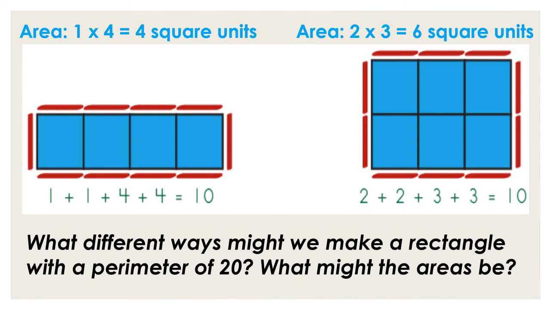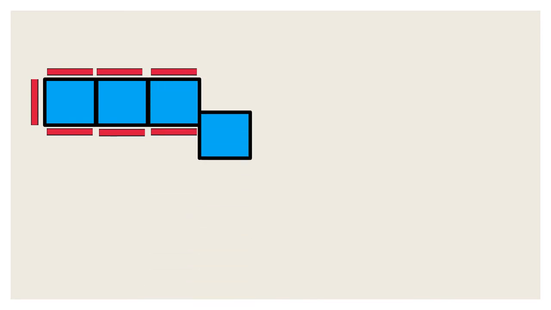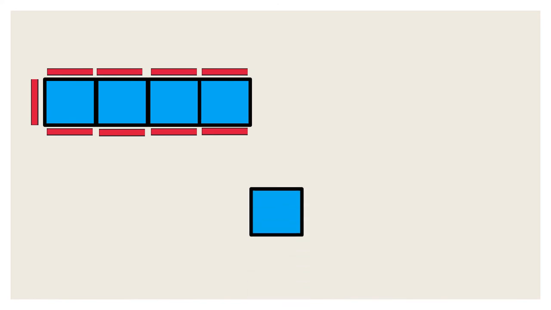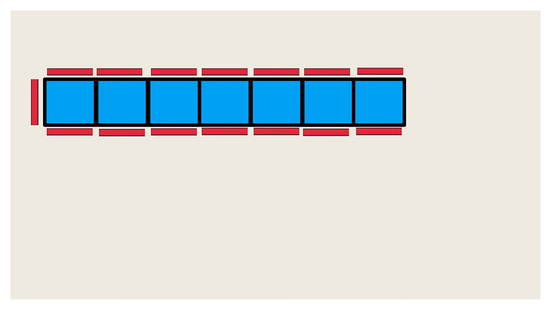What different ways might we make a rectangle with a perimeter of 20 linear units? What might the areas be? To get us started, let's create a rectangle starting with one row. We'll keep adding square units and keeping track of linear units until we've created a rectangle where we can seat 20 people around the array.